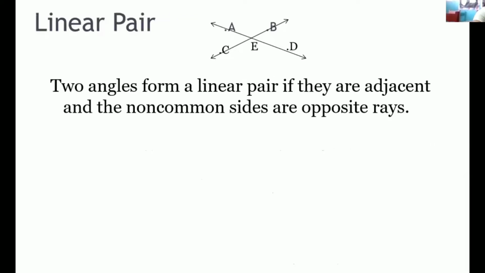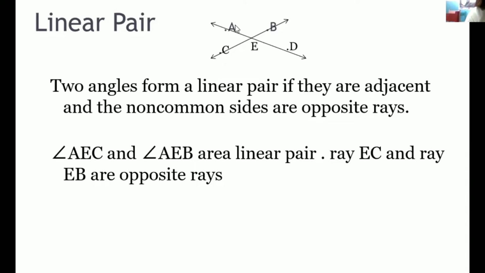Next, linear pair. Two angles form a linear pair if they are adjacent and the non-common sides are opposite rays. So again, a linear pair must be adjacent. We already know what adjacent is, right? They have a common side, and the non-common sides are the opposite rays. We have angle AEC and angle AEB as a linear pair. Ray EC and ray EB are the opposite rays.